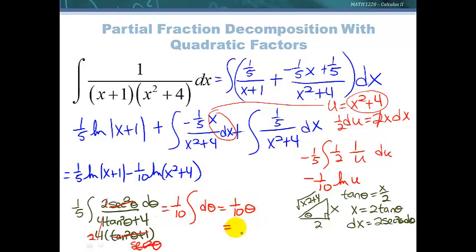And now getting this back in terms of x, if I come over here to get theta alone, I would take the inverse tangent of both sides. So theta is going to be inverse tangent of x over 2. My solution here, it looks like I have plus 1/10 tan inverse of x over 2 plus a constant.